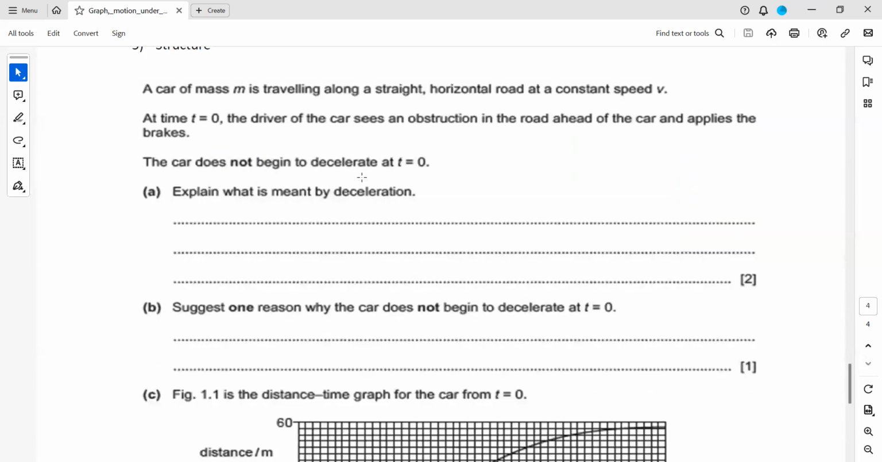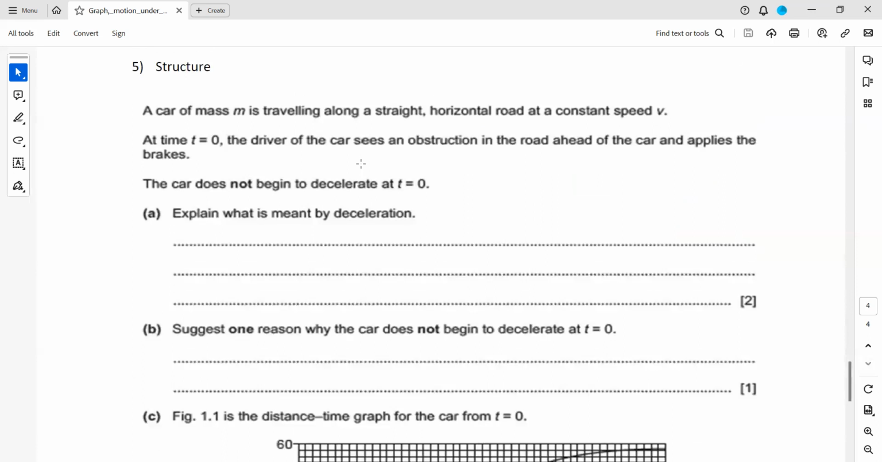In question 5, a car of mass m is traveling along a straight horizontal road with a velocity v. At time t, the driver of the car sees an obstruction in the road ahead of the car. He applies the brake, but the car does not begin to decelerate. So what actually happened? For example, there's a driver and he sees that there's a road blockage. But the moment he sees that there's a road blockage, that time is 0.